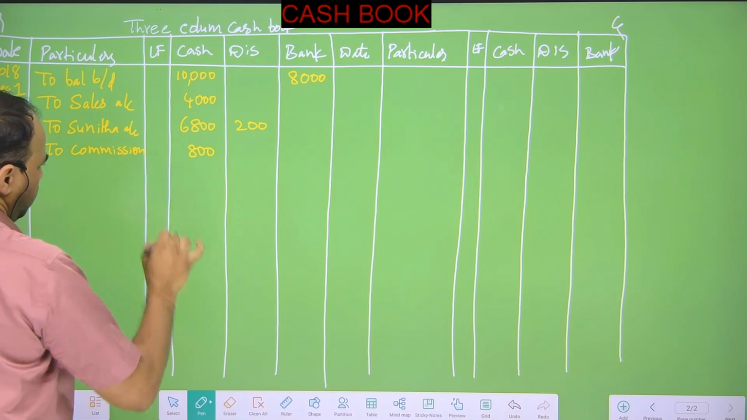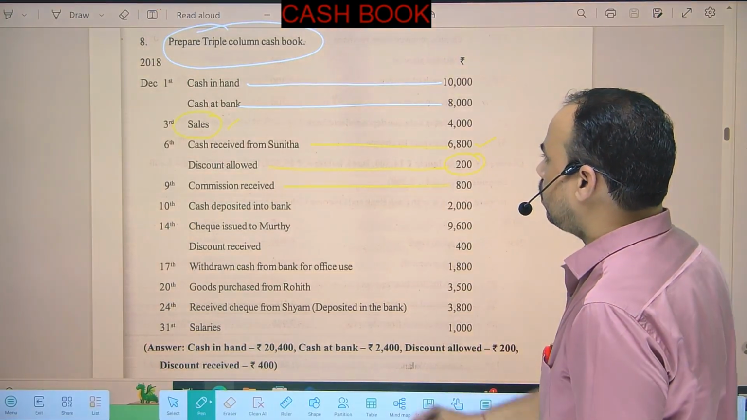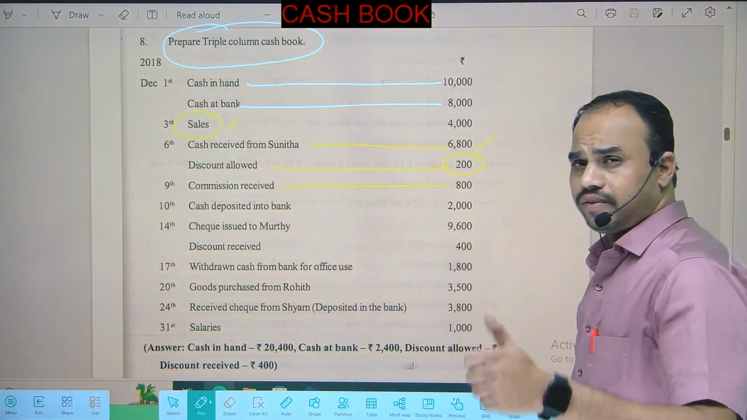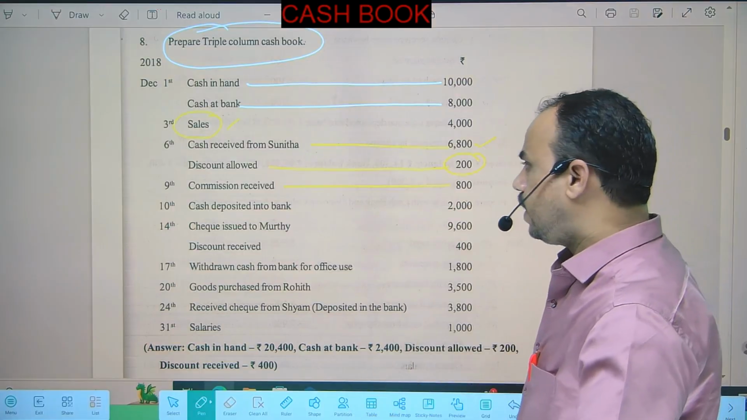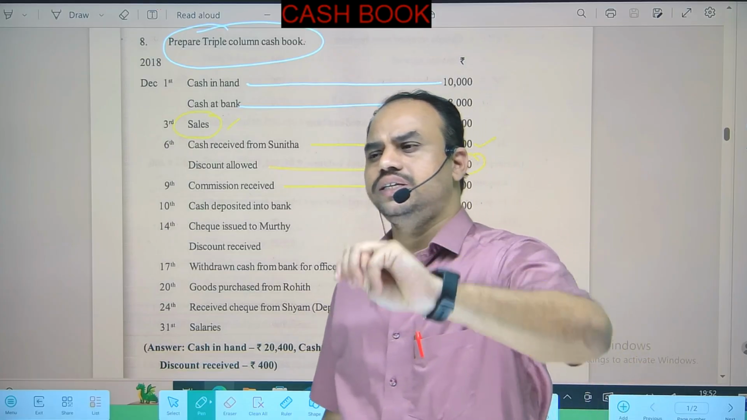Okay, right. See the next one. Cash deposited into bank, very important. What I told you, when will contra entries come? A contra entry will come in 3 situations.